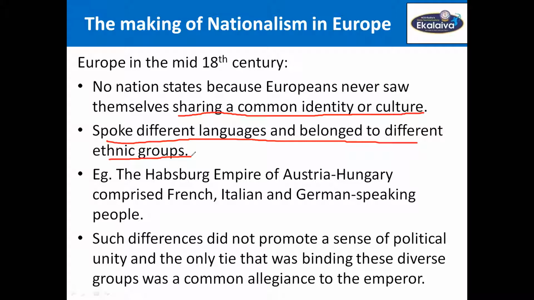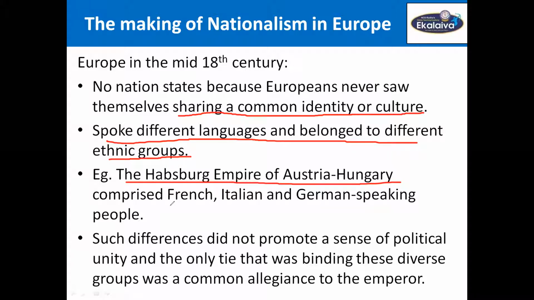Belgium, how it had different ethnicities in the power sharing lesson. Different ethnic groups, how they started out the issue with different ethnicities. So it was quite common in Europe to have people of different ethnic groups in one country. For example, the Habsburg Empire of Austria and Hungary.